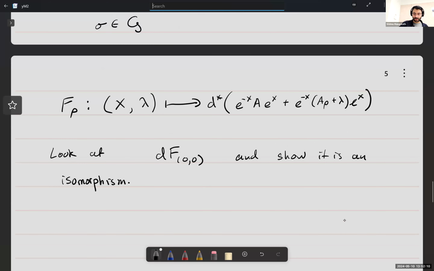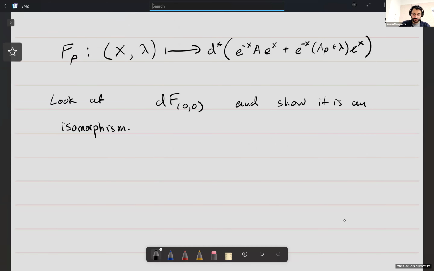Once you've shown openness, then you've shown it's open and closed, and you've shown it's non-empty. So then 1 is in U, right? So you find a gauge transformation of A that has those three properties.